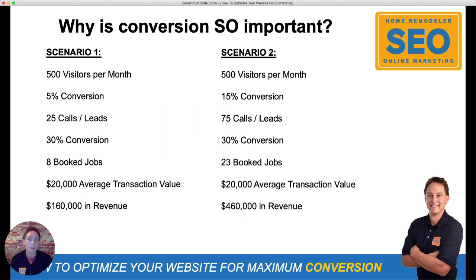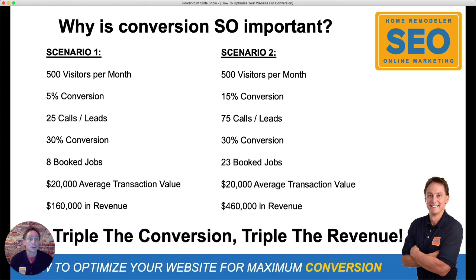That would mean with the same amount of traffic, 500 visitors, you generate 75 calls. How many of you guys would like to have 75 calls versus 25, right? Same amount of visitors, but you're converting at a higher level and you keep that same 30% conversion rate. That would mean you had 23 booked jobs instead of 8. Same average transaction value, you generate $460,000 in revenue as opposed to $160,000.